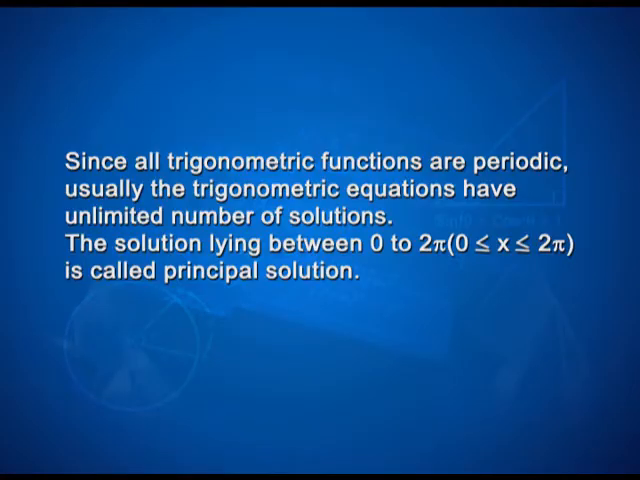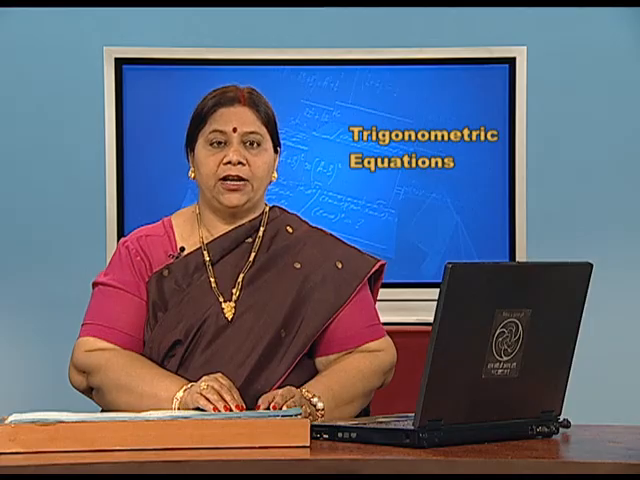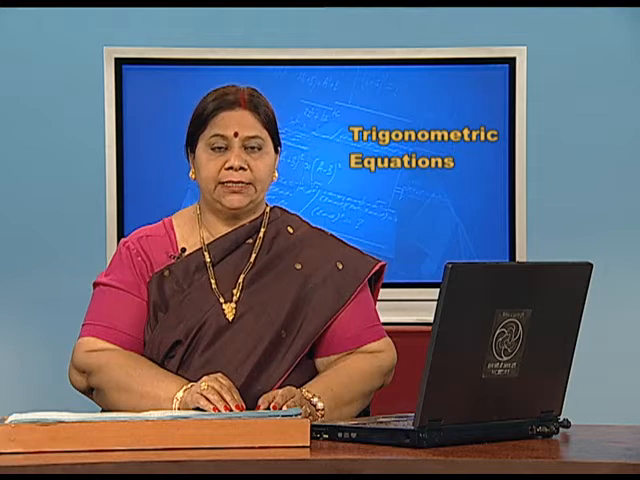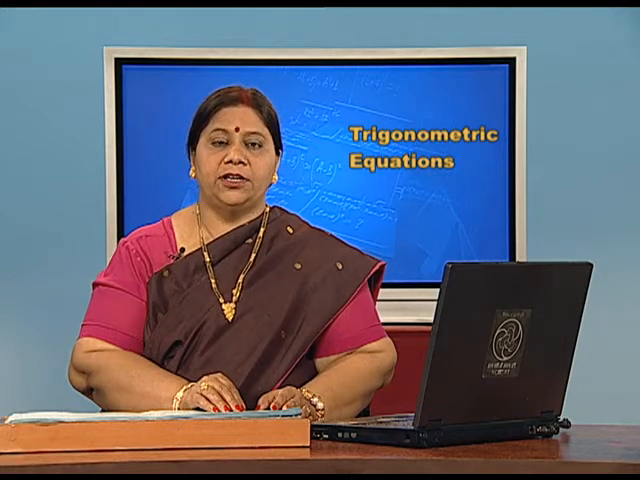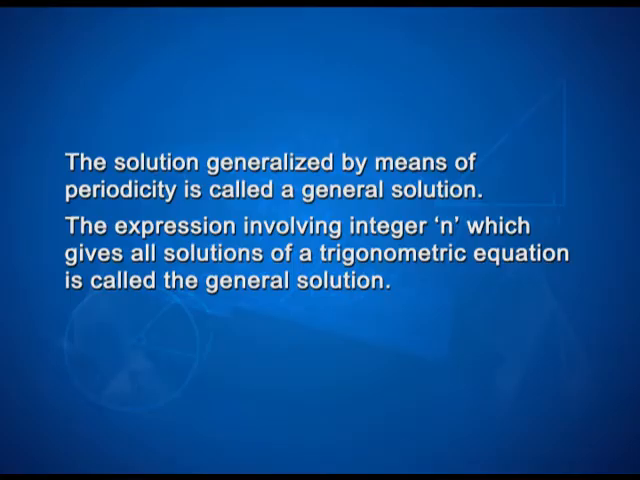The solution lying between 0 and 2 pi, that is 0 less than or equal to x less than or equal to 2 pi, is called the principal solution. The solution generalized by means of periodicity is called a general solution. The expression involving integer n, which gives all solutions of a trigonometric equation, is called the general solution.